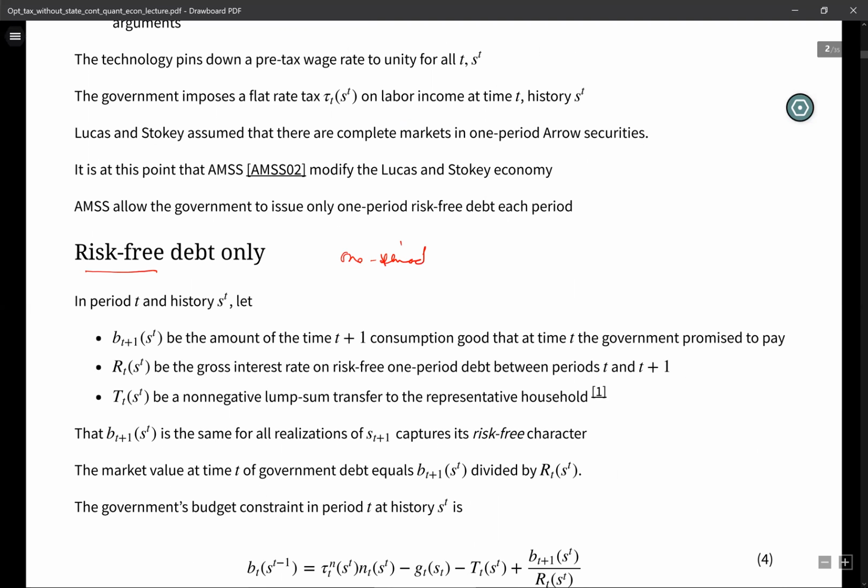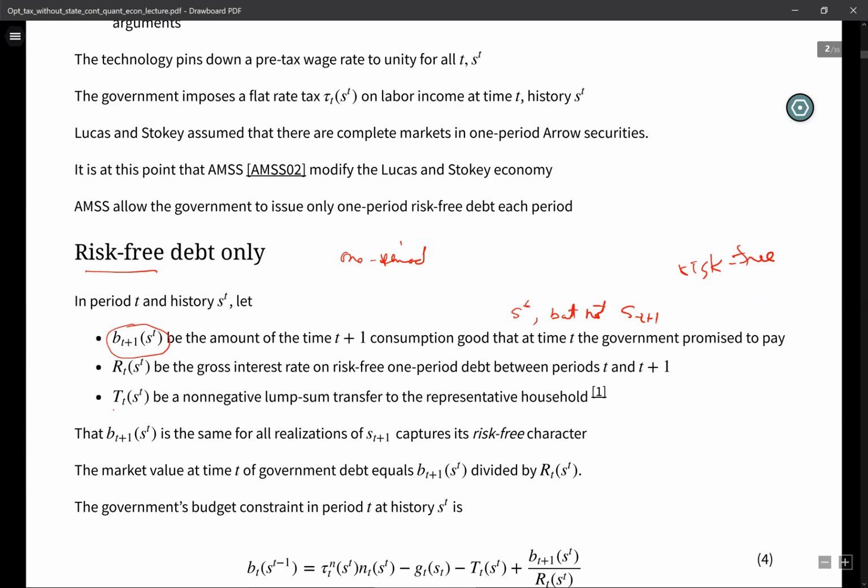only. So the way we're going to characterize this risk-free debt is we're going to write it in a way that we're going to exploit the notation extensively. So in particular, look at this notation. Bt plus 1 of S, as a function of the history up to ST, is the amount of time T plus 1 consumption good that at time T the government has promised to pay. And this can depend on ST, but not ST plus 1. And this means it's risk-free. It's a risk-free promise from the point of view of time T. We're going to let RT of ST be the gross interest rate on risk-free one-period debt between those two periods.